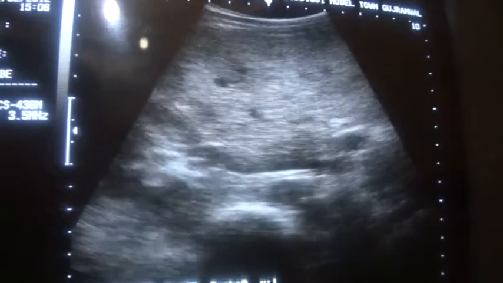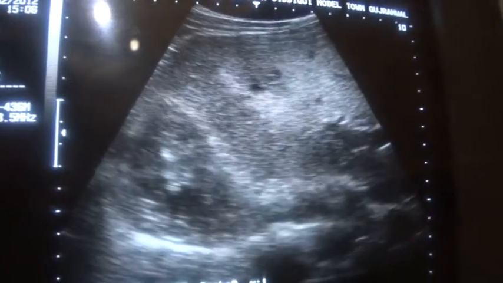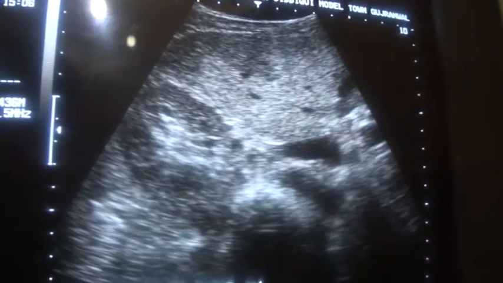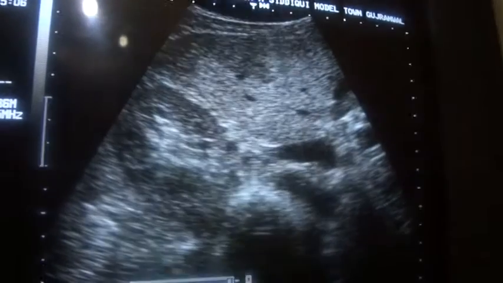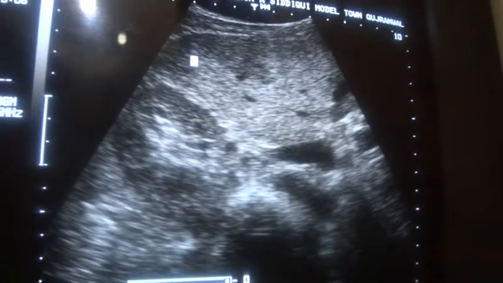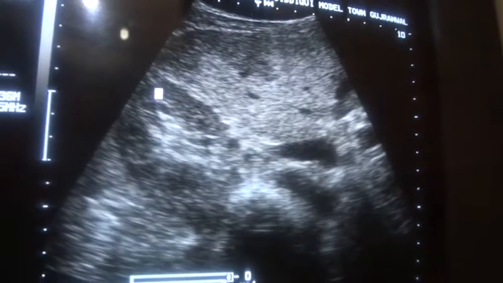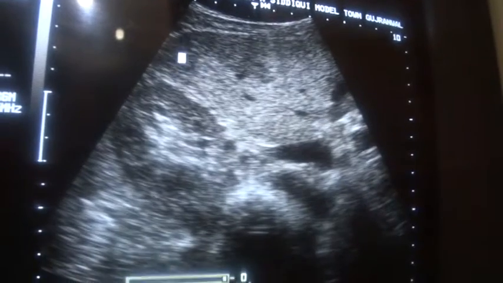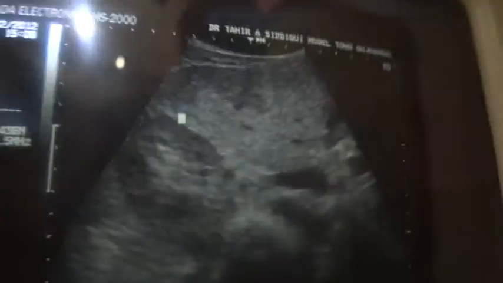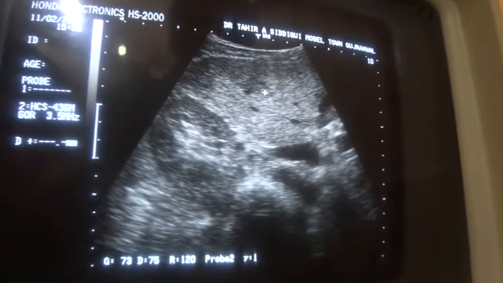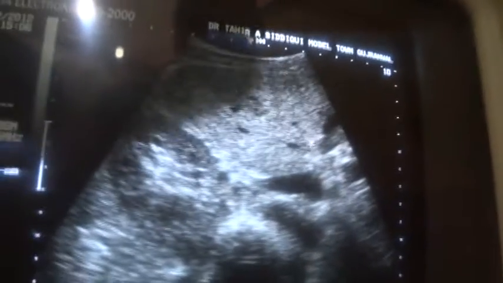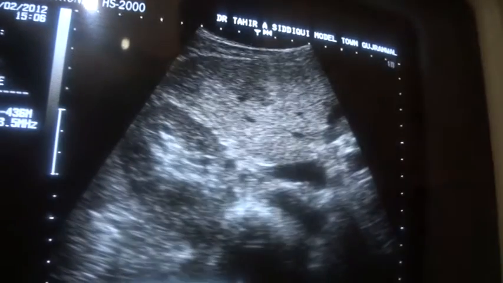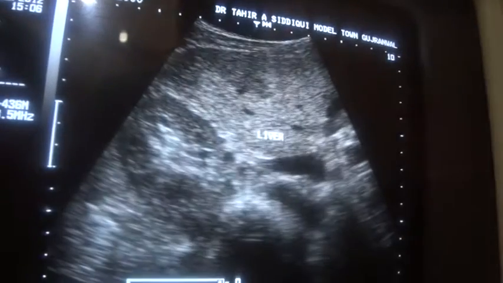Again, you will see that this part of the liver is normal in echogenicity. Compare it with the cortical echogenicity of the kidney. This is normal, and this map-shaped area that you are seeing is the liver having fatty changes.